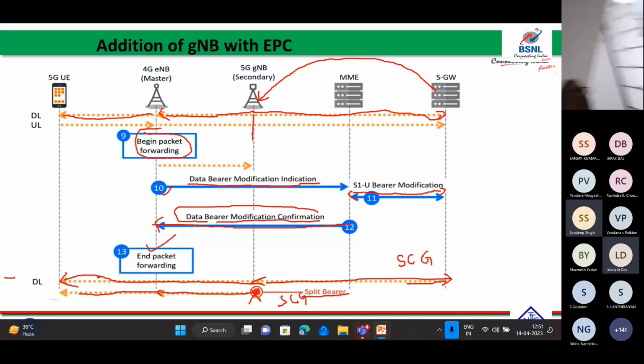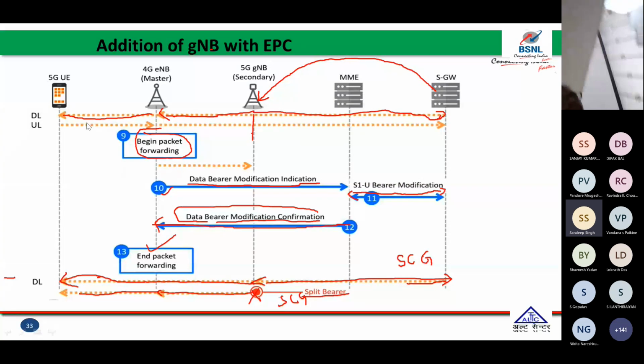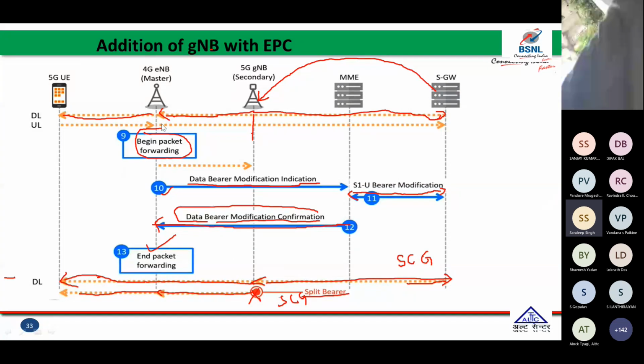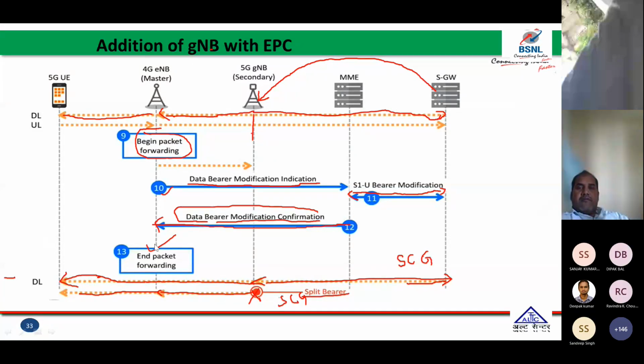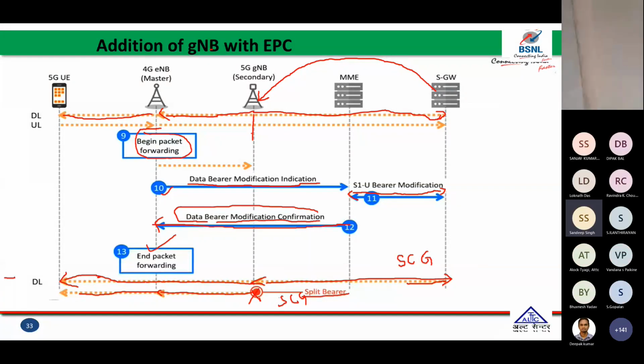But the radio bearer, the data radio bearer, DRB, that is connected between the 5G UE and the 4G E node B, and the 5G UE and the 5G G node B, the name is different. That is the SCG, the data radio bearer connected between the 5G G node B and the UE. And MCG is the data radio bearer when they are transmitting only from the 4G E node B to the 5G UE. When they are splitting, then MCG split and SCG split.